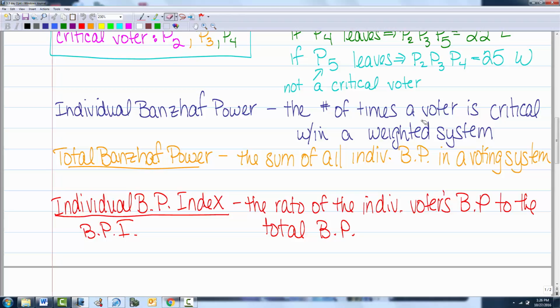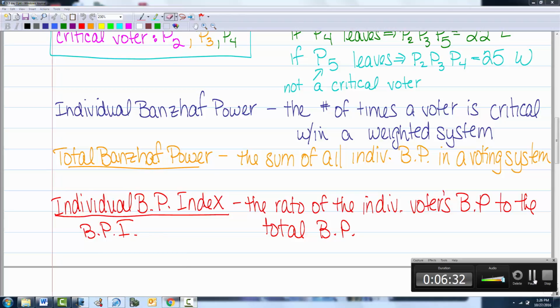Add up all the Banzhaf powers to get a total pertaining to all the voters. Take the individual's number divided by that total. That probably won't make sense until we actually do it, so I'll restate that statement again with the actual numbers. Please get this separated in your mind so that the homework is smooth.